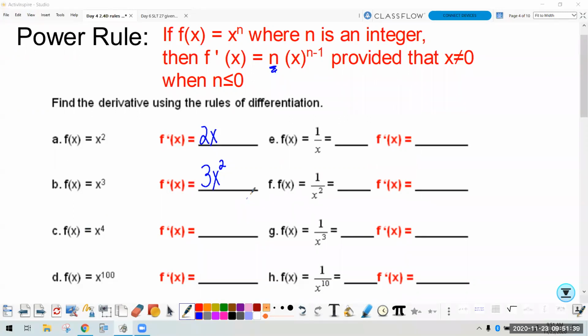Getting great answers. You all are getting the hang of this power rule pretty quick. All right, for C, you're sending me 4x to the third. The 4 becomes the coefficient. Subtract 1 from 4, get a power of 3. And then D, we get 100x to the 99th.